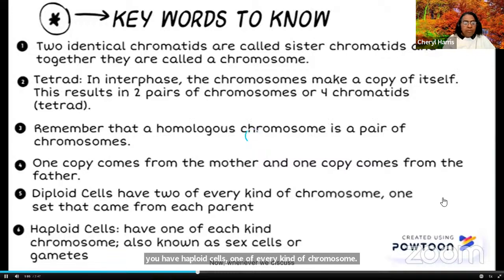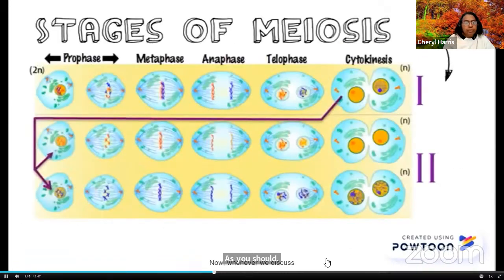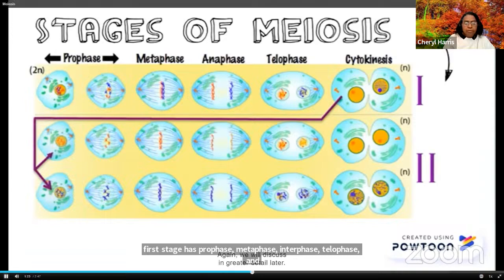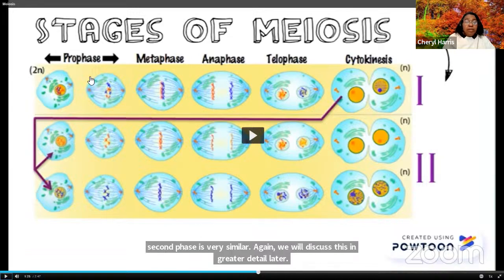And again, if you need to go back, as you should. Remember we discussed that meiosis happens twice. There's two stages. The first stage has prophase, metaphase, anaphase, telophase, and cytokinesis. The second phase is very similar. Again, we will discuss this in greater detail later. So look at the pictures of these. In phase 1 and phase 2, the same activity is going on.